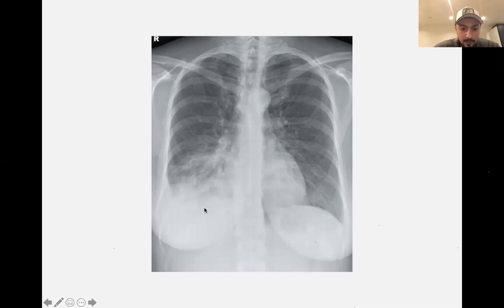You can see in the diaphragm here, you can see the costophrenic angle, but in this one, you cannot see the costophrenic angle, it's blunted. So it's not visible. And the rest of the X-ray is fine.